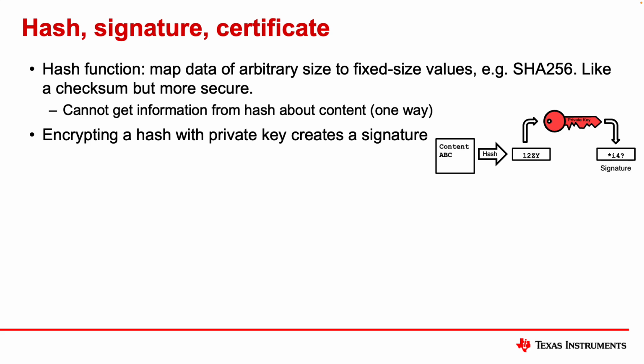If you encrypt a hash with a private key in asymmetric encryption, this creates what's called a signature. All right, so this is digitally signing something. So you hash the content, you take the hash, you pass it through an asymmetric encryption algorithm with the private key, and now you can use the public key to learn information about that hash. And you would know that the person that used that private key is the only one that could have signed that content.